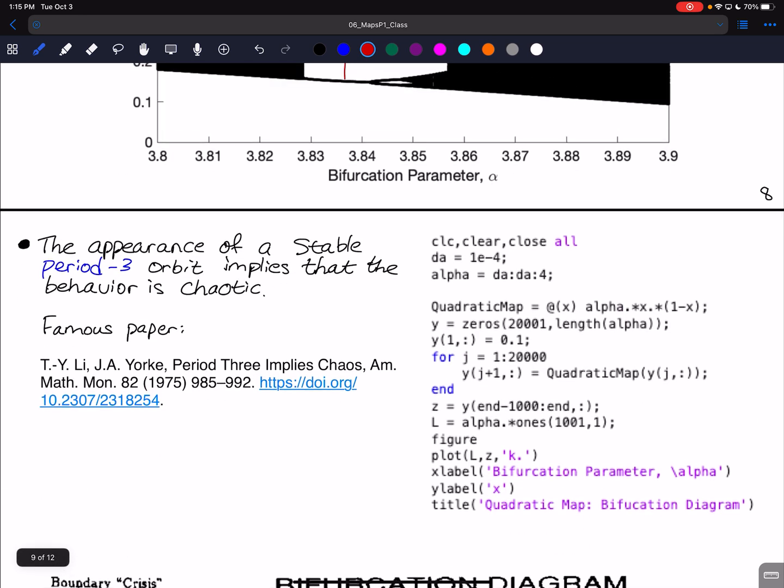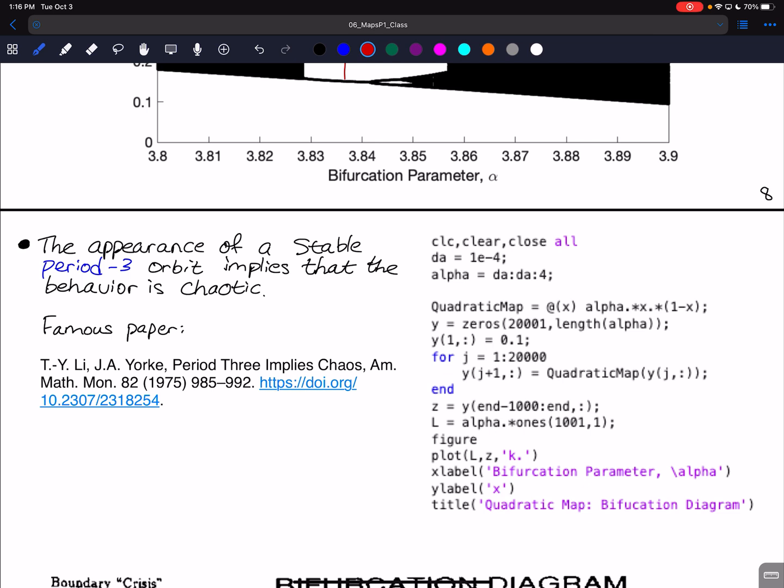And in fact, there is a famous paper by Li and Yorke that is titled Period 3 Implies Chaos. And that's where they prove that when you have period 3 oscillations in these systems, it's a chaotic system at that point. MATLAB code for how I generated this bifurcation diagram is shown there on the right. You can see here I'm doing, in this case, 20,000 iterations, and then I'm just taking the last 1,000 iterations and plotting those. Because we do need to let the system settle.